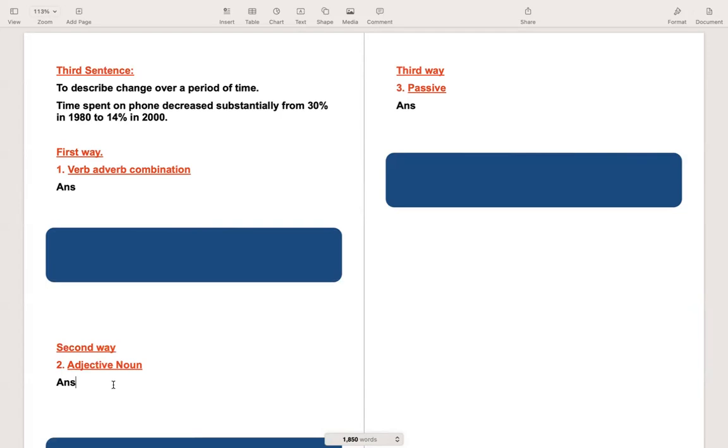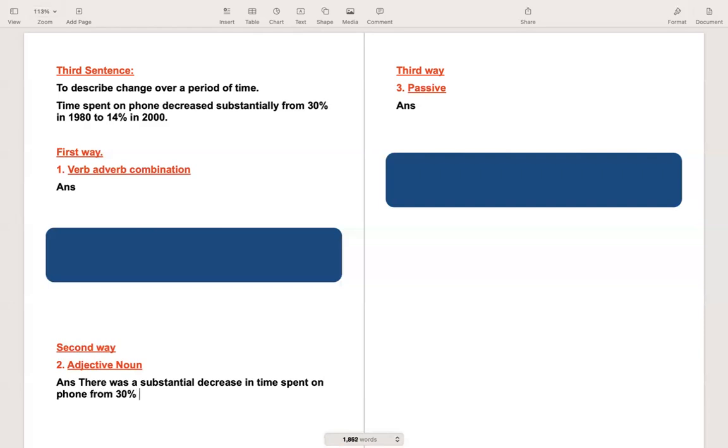There was a substantial decrease in time spent on phone from 30% in 1980 to 14% in 2000. Okay, perfect. Good. I hope it's clear.